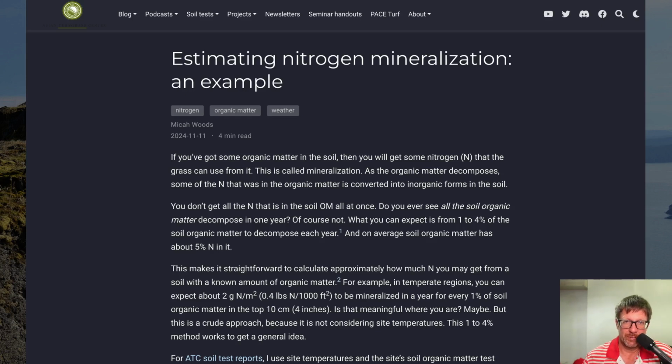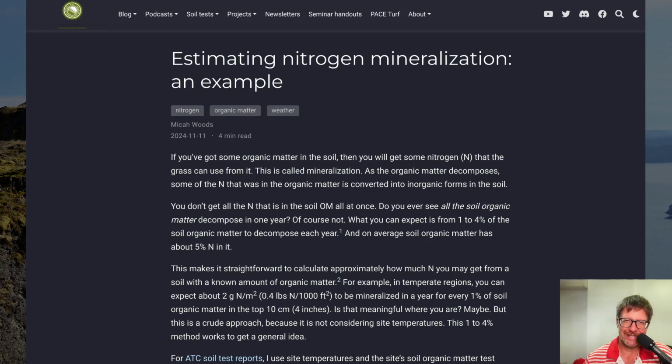Those are the only two numbers you need to know, basically. The organic matter in the soil is 5% nitrogen. You can expect at your site from 1 to 4% of the total organic matter that's in the soil to decompose in 1 year. So now you just have to figure it out based on the depth of your soil and based on the bulk density.